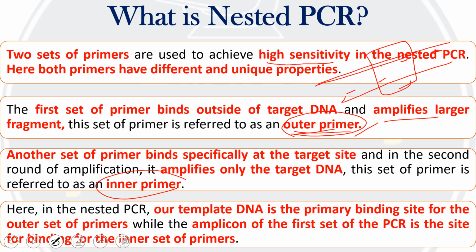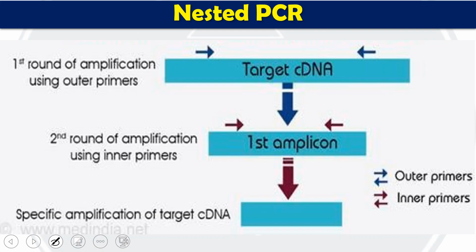In nested PCR, our template DNA is the primary binding site for the outer set of primers. Whatever target DNA you are going to use, this complete DNA will be used as the template for the outer primer, and whatever product you get after the first cycle using this outer primer, we call the amplicon. That amplicon will be the target for the second set of primers. So for the first outer primer, our complete DNA is the target. For the inner primer, only the amplicon of the first reaction is the target. We will see that.